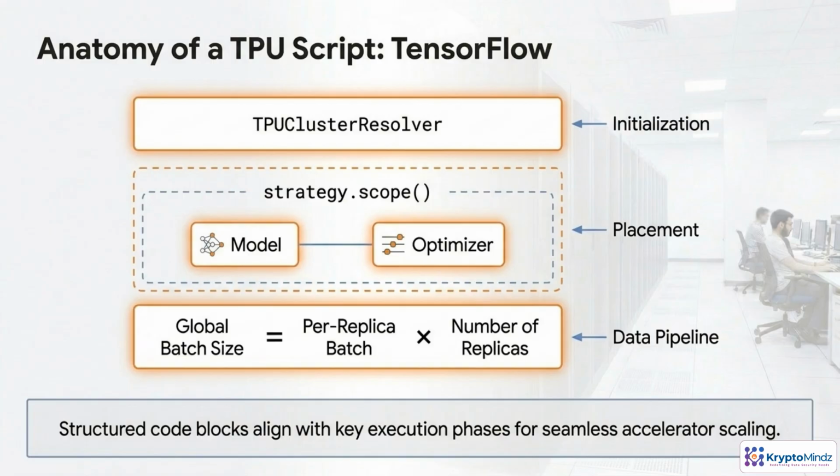A TensorFlow script targeting TPUs is really wiring together three concepts. First, initialization. A TPU cluster resolver locates and configures the TPU you'll use. Second, placement. Inside a distribution strategy scope, you define the model and optimizer, so TensorFlow knows these objects should live on TPU cores. Third, the data pipeline. Your global batch size becomes per-replica batch times number of replicas, which is how you scale training cleanly across many TPU cores.